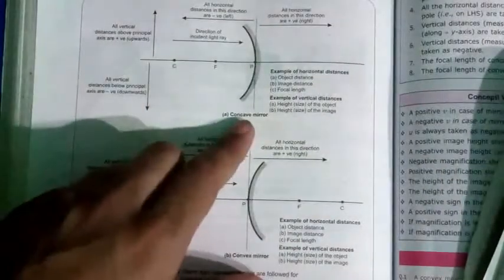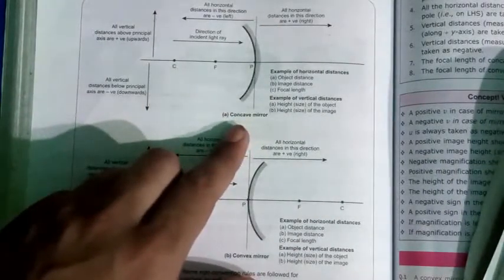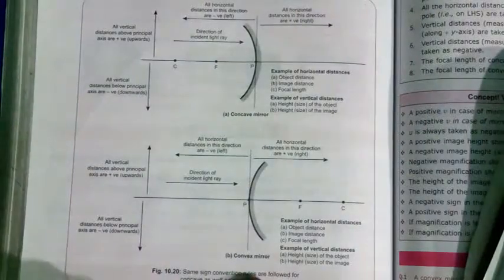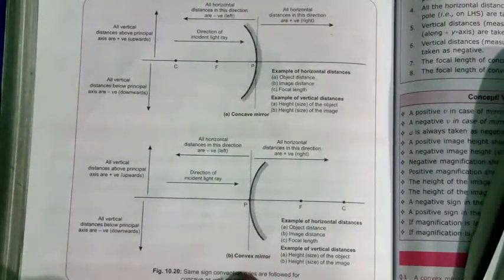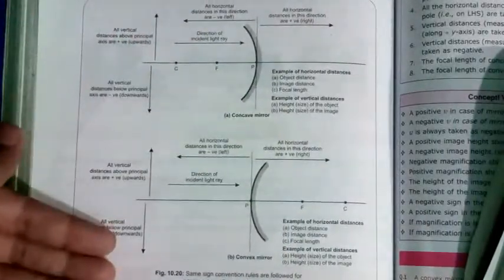Here is an example of horizontal distance, object distance, image distance, focus distance, height of the object, height of the image for a concave mirror. For a convex mirror, it is the same: horizontal distances in this direction are positive, in this direction negative, same.